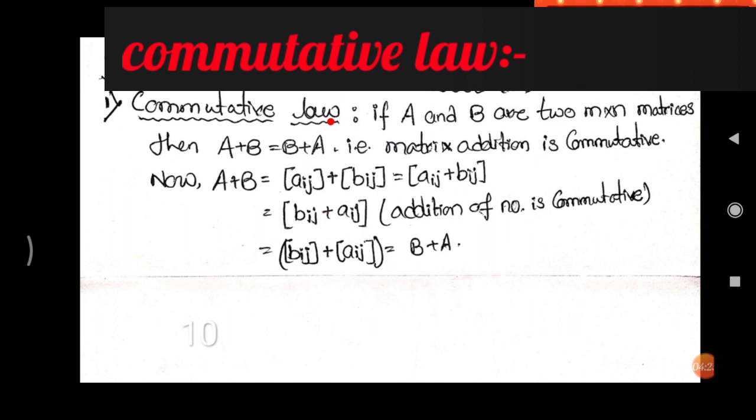So we can say commutative law means if A and B are two matrices of the same order, that is M by N order, then A plus B is equal to B plus A, which means matrix addition is commutative. If A plus B is equal to B plus A, then matrix addition is commutative. Here we have to prove it: we can say that Aij is an element of matrix A and Bij is an element of matrix B.